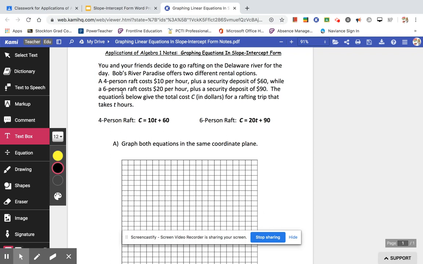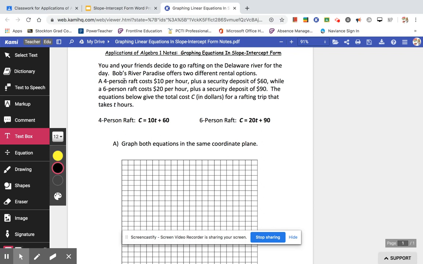So this is just giving you background information, but really all it's doing is building these two equations that they give you. Since the 4-person raft costs $10 per hour, we know that means to multiply, so we have 10T, and a security deposit is like a fee, so we add that to the equation. This is the 4-person raft, where the 6-person raft is $20 per hour, which is 20T, and we add the security deposit of 90. These two equations are what we're going to use to graph.